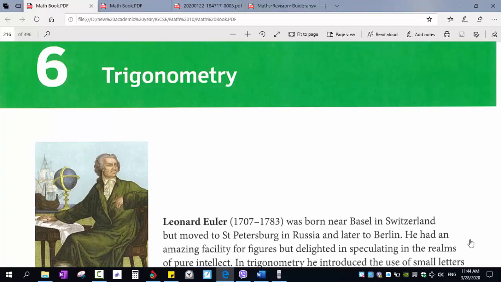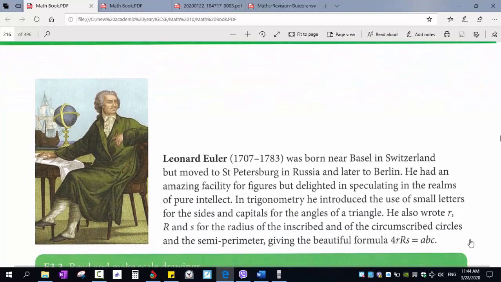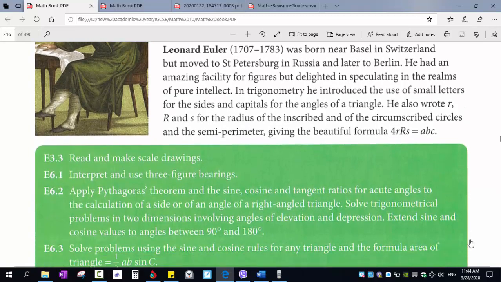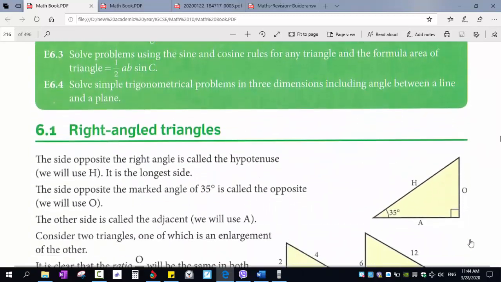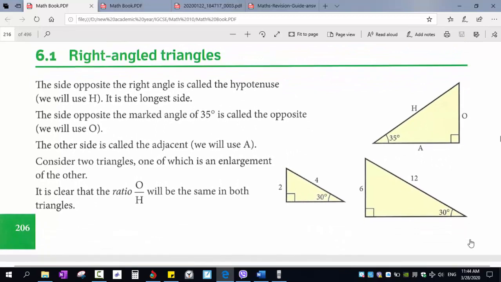Unit 6, Trigonometry. You have been waiting so long until we reached this unit. Trigonometry, the easiest case in trigonometric functions, is while we are working on right angle triangles.